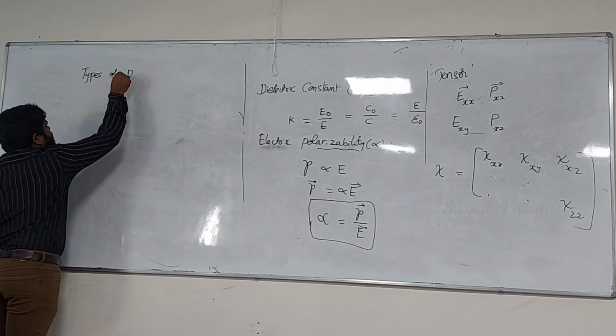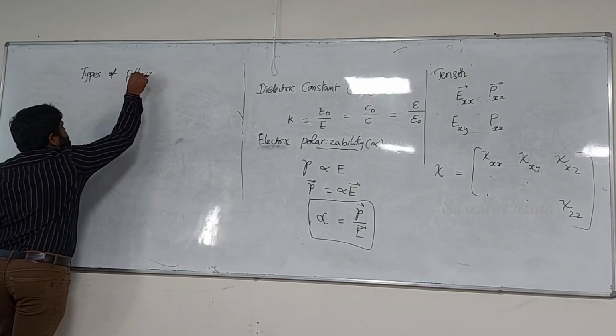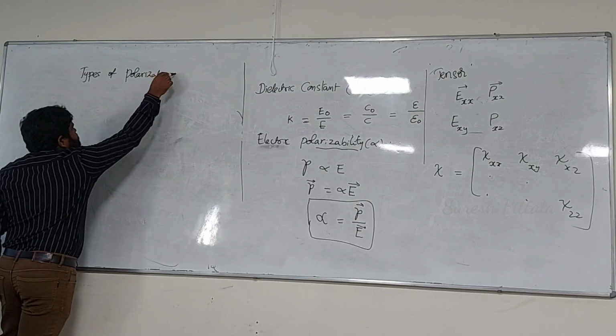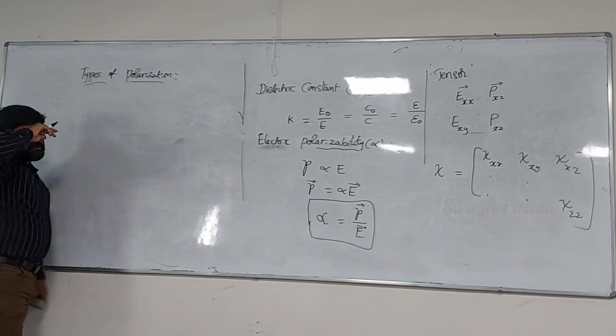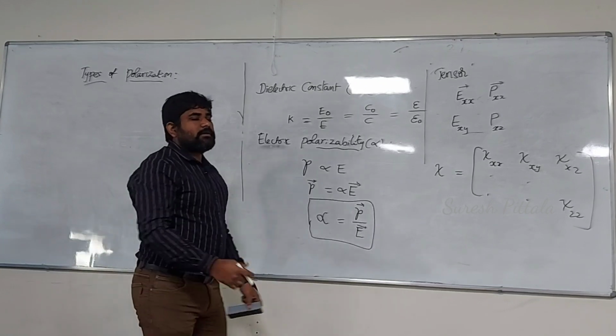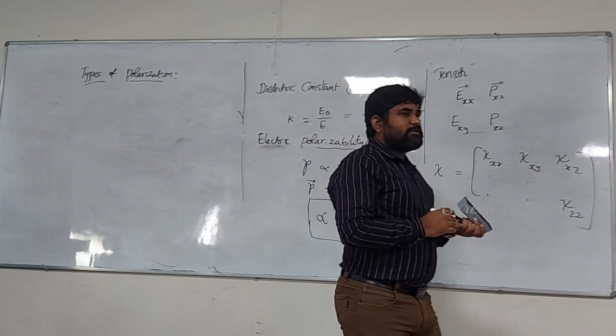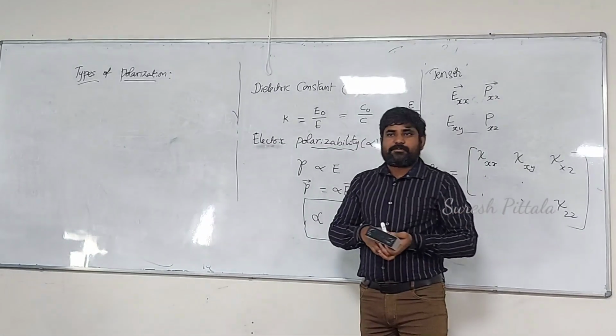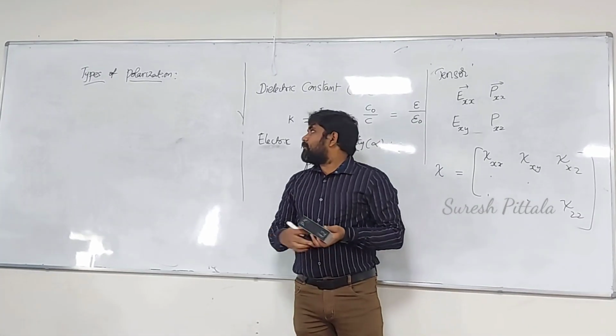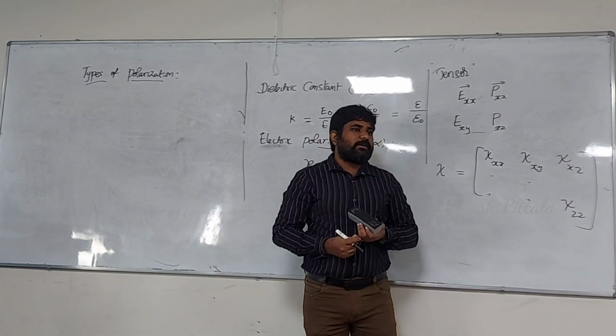Okay, let me introduce this concept for the next class: types of polarization. What you are doing is creating polarization by applying the electric field. That's all we are doing now. So how many types can you generate?